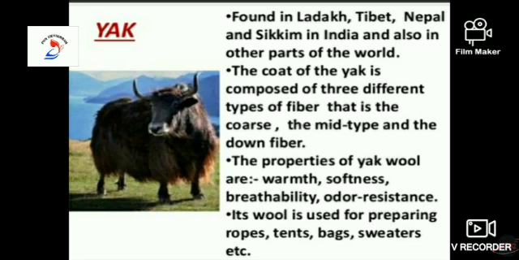Yak is found in Ladakh, Tibet, Nepal and Sikkim in India and also in other parts of the world. The coat of the yak is composed of 3 different types of fiber, that is coarse, the mid type and the down fiber. The properties of yak wool are warmth, softness, breathability and odor resistance. Its wool is used for preparing robes, tents, bags, sweaters, etc.